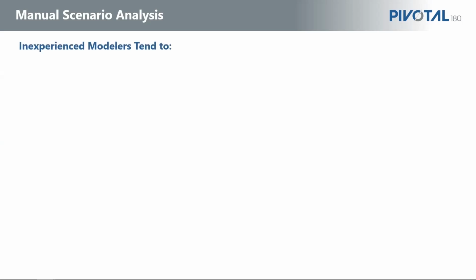Basically, the challenge is that inexperienced modelers tend to do one of two things with respect to scenarios. They either create a new model for each different scenario. So they create a really solid model that they're happy with that represents the base case. Then they copy the file, create a new version, and call it upside case or downside case, make a couple of changes to the inputs, and there they have three different cases, and they can compare the results.